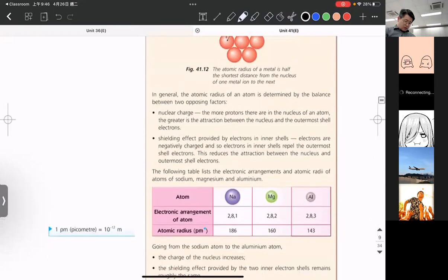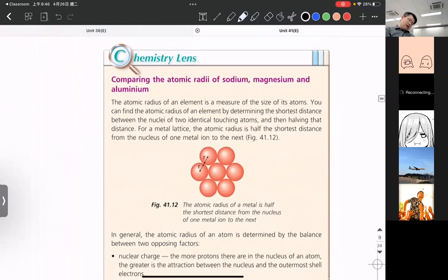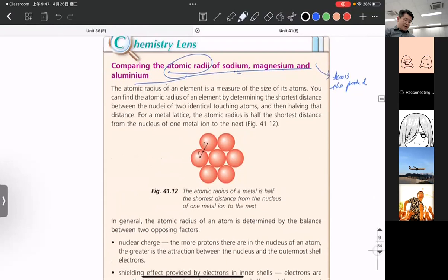Just remember. For those who want to know more about how the atomic radius of a metal decreases, you need to look across the period. It's not only group 1 to group 3, but across the period also has such a trend. It decreases across the period. You may refer to Chemistry Lengths.